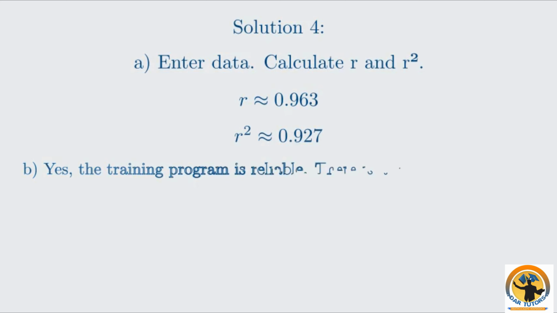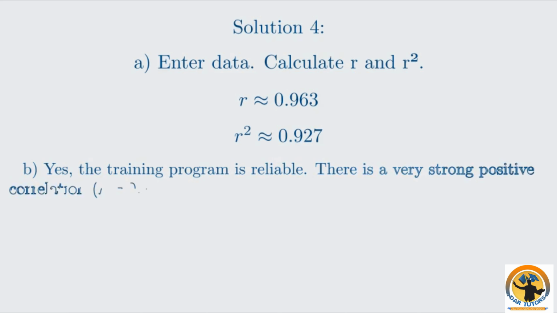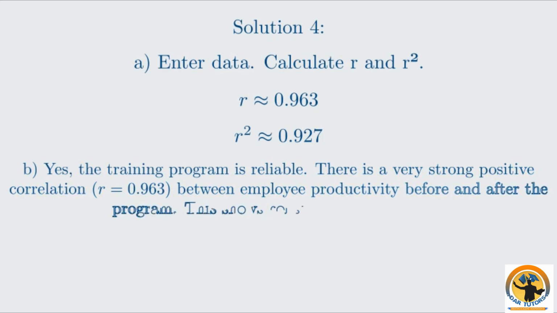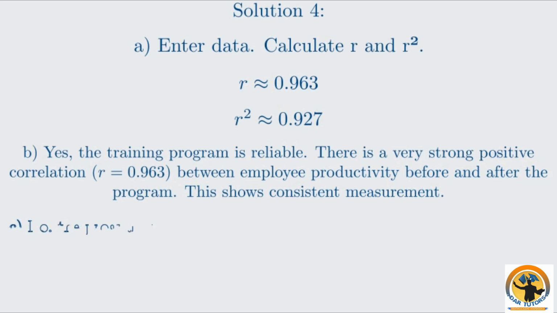Since these are the same employees taking a similar test at two different times, we're looking at test-retest reliability. The very strong positive correlation, 0.963, indicates high reliability. This means an employee who was productive before the training was likely productive after, and vice versa. For Part C, validity asks if the program measures what it's supposed to.